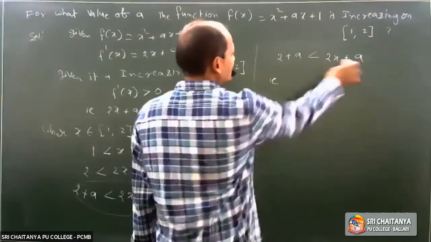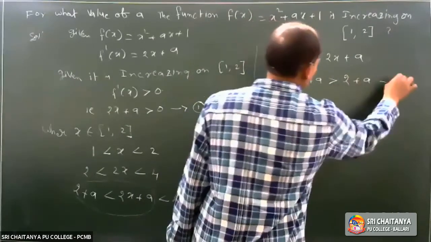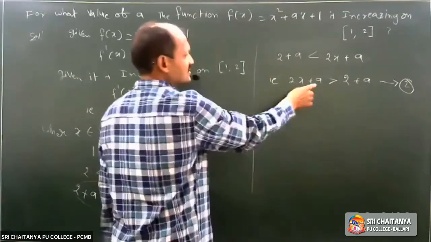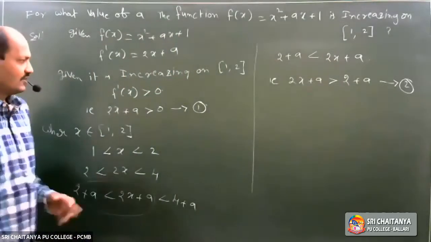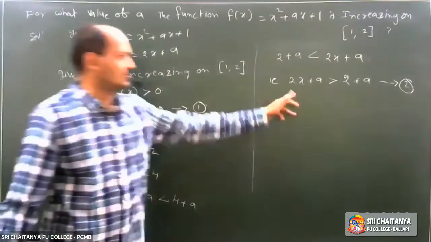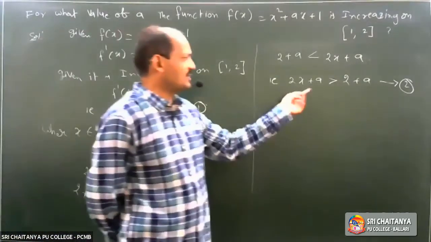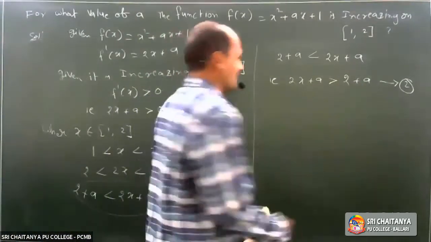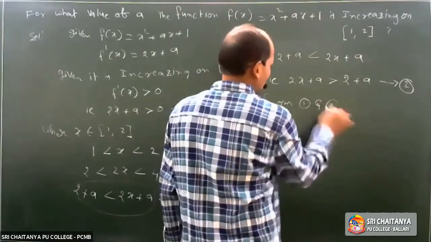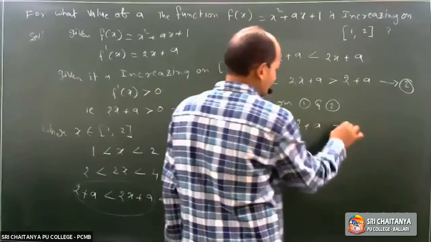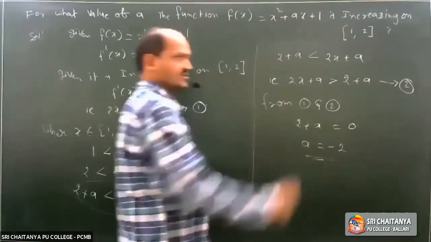That is, 2x plus a is greater than 2 plus a. The inequality reverses: less than changes to greater than. From equation 1 and 2, 2x plus a is greater than 0, and 2x plus a is greater than 2 plus a. From 1 and 2, 2 plus a is equal to 0. So a is equal to minus 2.